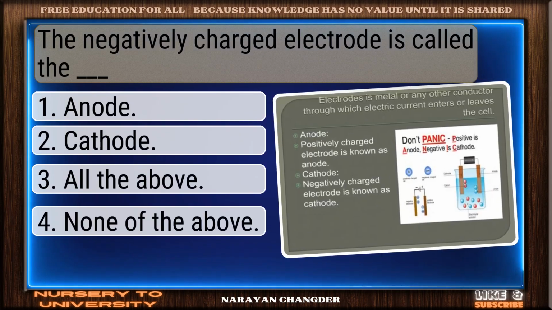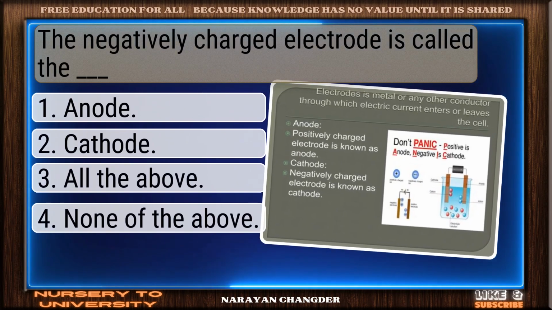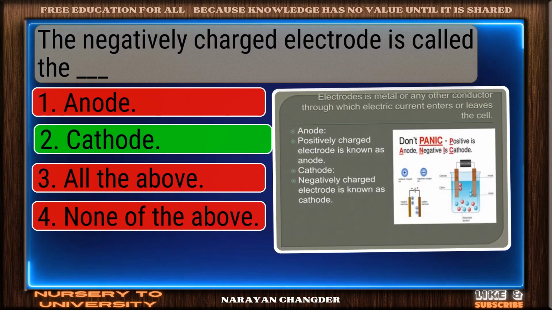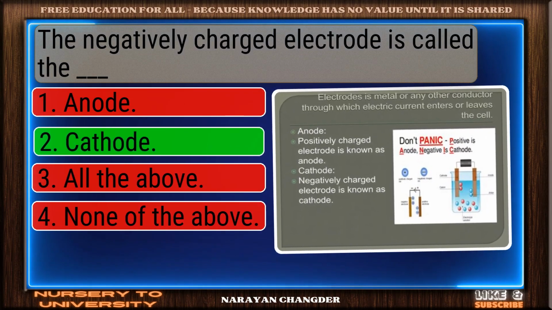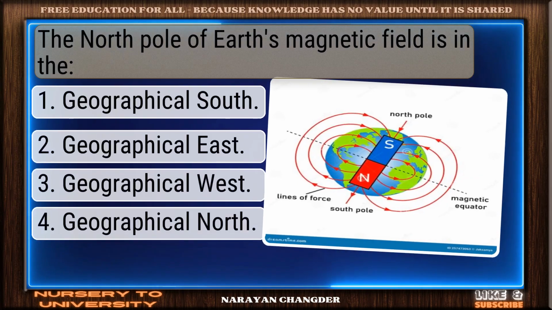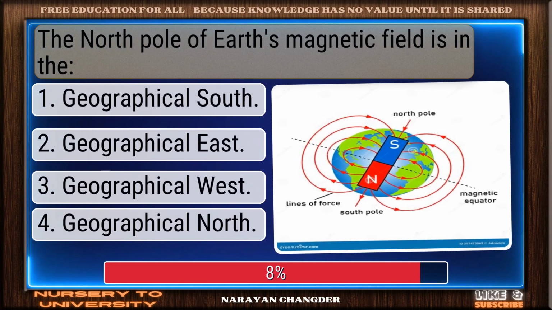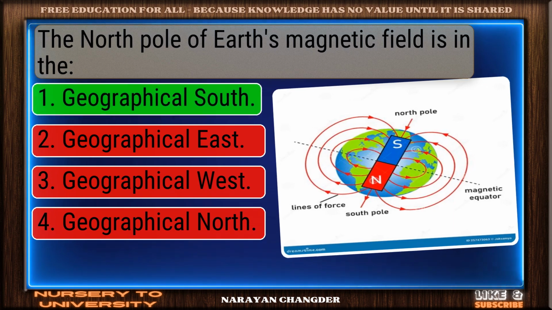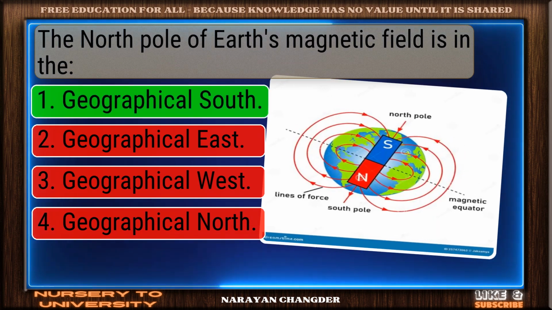Question number 27. The negatively charged electrode is called the dash. Excellent. Cathode is a brilliant choice. Question number 28. The north pole of Earth's magnetic field is in the... Strong choice. Geographical south is the right answer.